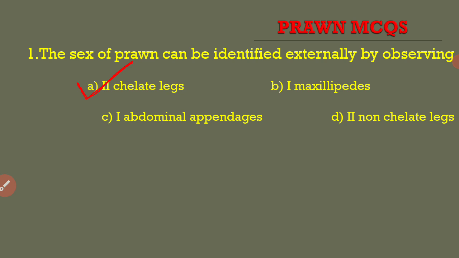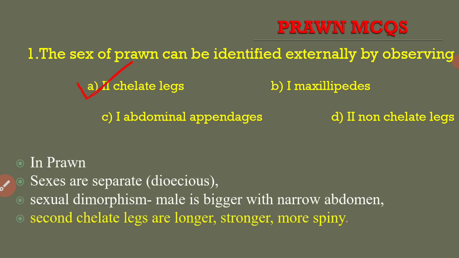So the correct answer for this question is that by observing the second chelate legs, we can identify whether this is male or female, because in prawn the sexes are separate, it is a dioecious condition, and they have sexual dimorphism. We observe that the male is bigger with a narrow abdomen, and the second chelate leg of the male is longer, stronger and more spiny. So by observing the second chelate leg, we can identify the sex of the prawn.